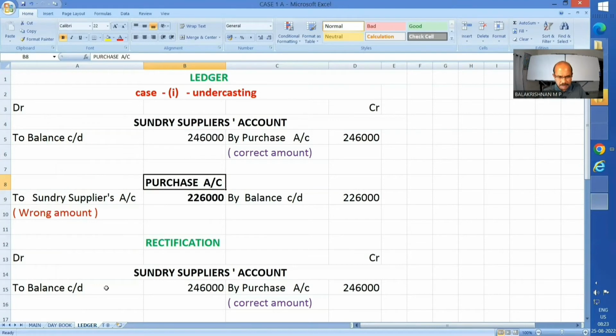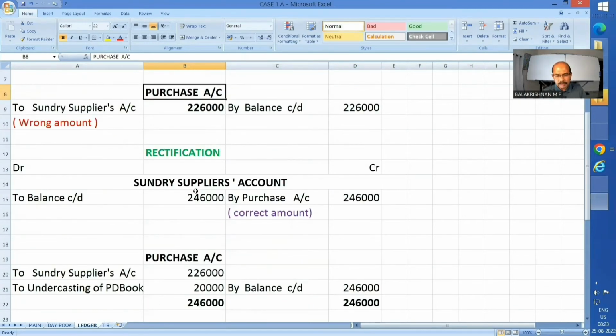Well, undercasting. There was an undercasting in the purchase book because the supplier's account was rightly posted as 2,46,000, whereas the purchase book shows 2,26,000 only. How is he going to rectify it? The supplier's account doesn't need any rectification. It's okay. However, to the extent of 20,000 is short in the purchase account. When he scrutinized his work, he has located it. You simply show undercasting of purchase day book 20,000. So naturally, it can be balanced to 2,46,000 now.